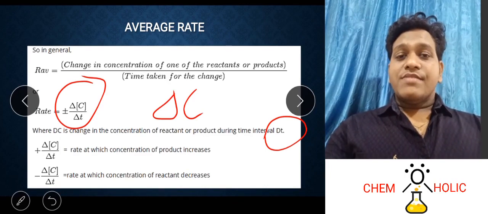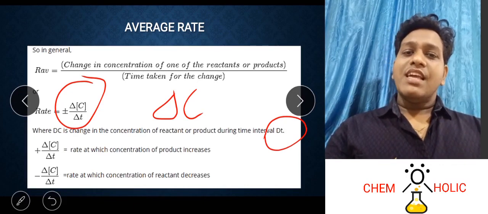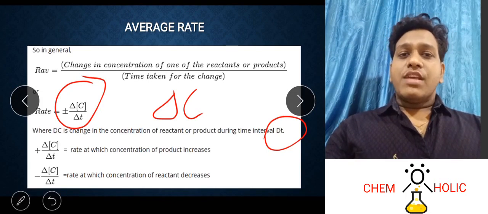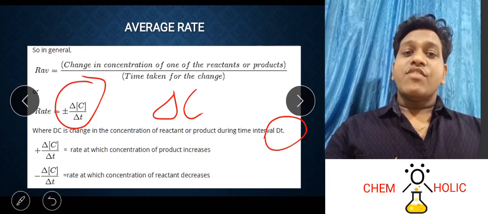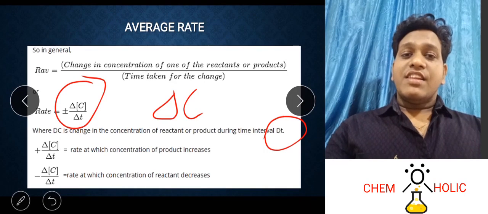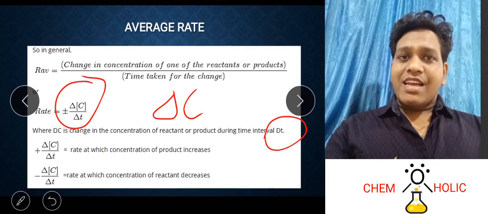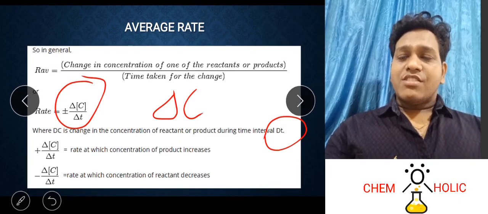When will it be plus, and when will it be minus? We can say the rate will be positive when the concentration of product is increasing, and when it is decreasing, we can say it is negative. During a reaction, reactants are getting consumed and products are formed, so reactants are always decreasing. So for a reactant in any reaction we put a negative sign, and for the product we put a positive sign. I hope it is clear now, the average rate of any reaction.